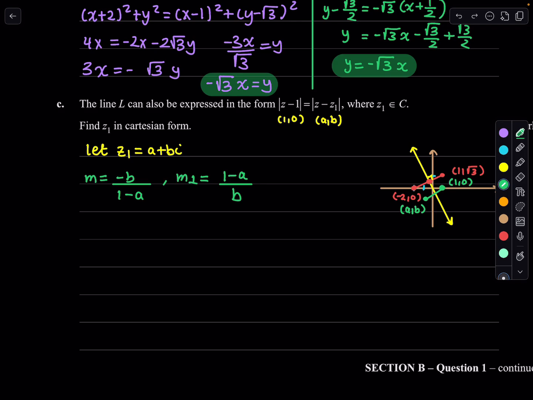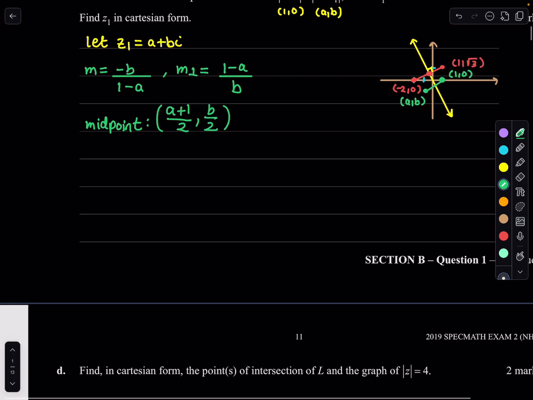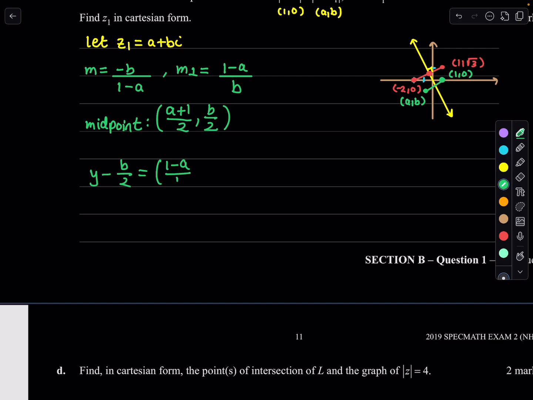I also need to find the midpoint. Remember, the midpoint is really easy. We add the x values, a plus 1, divided by 2, and also the y values, 0 plus b, which is just b, divided by 2. Done. So this is my midpoint. Now let's find the equation of the line using these values. Remember, y minus b over 2 equals the gradient, which is (1 minus a) over b, times x minus (a plus 1) over 2. Done.